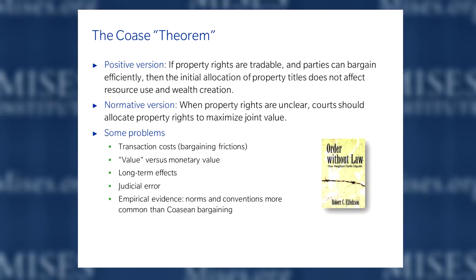One problem is what you might call a normative version of the Coase theorem, which Coase himself seemed to endorse. Coase says, well, look, suppose there really is a case with drone flights. There really is an argument about the drones. But in fact, there's some impediment to exchange. It's too hard to negotiate. It's too hard to get all the different parties together to work out an efficient deal. What should the judge do?